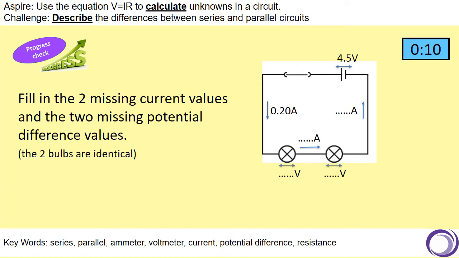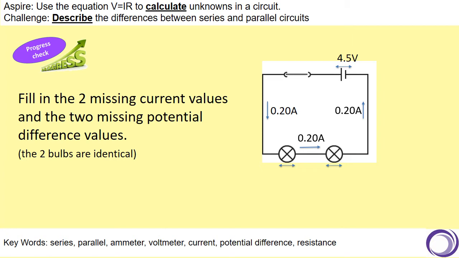Just 10 seconds. You should have found the current values dead easy if you've remembered how the current works in a series circuit. So let's do those first. The current is the same everywhere in a series circuit, so it's as simple as just copying it out. We don't have any leaking out, we don't have any escaping, we don't have any jumping out of the wires, so it's 0.2 amps all the way around.